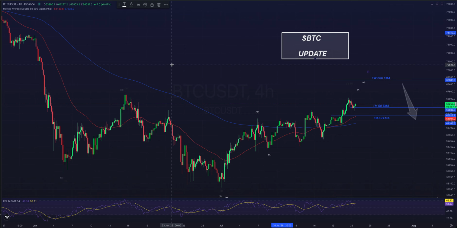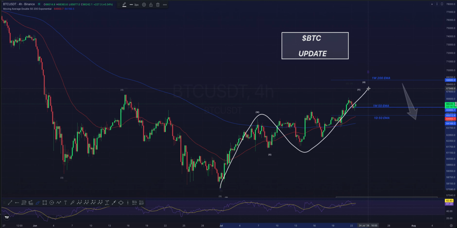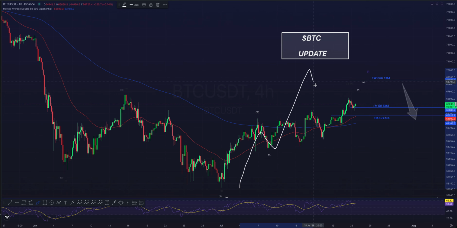Hey guys, so in regards to Bitcoin, I just want to show you something. This morning I said that I can't find a five-wave move from the bottom on Bitcoin, and until I see one, I don't think that the bottom is in, right? And I said that this move up is more corrective than impulsive, right? Because this is something that we would like to see from the bottom.